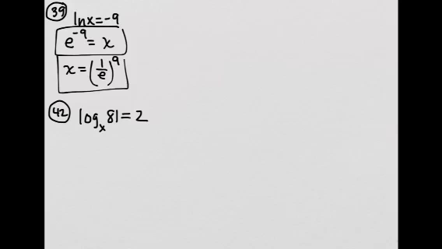So for 42, it's in log form, so I'm going to change it to exponential form. So my base is x, my exponent is 2, and that equals 81. Okay, so x squared is 81, so that means I take the square root of both sides. So x is 9. Okay, so by definition the base is positive, so I keep the positive root.